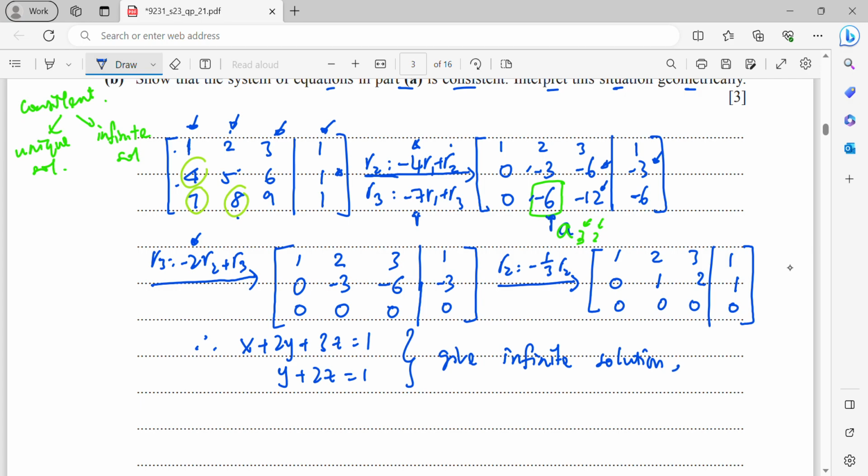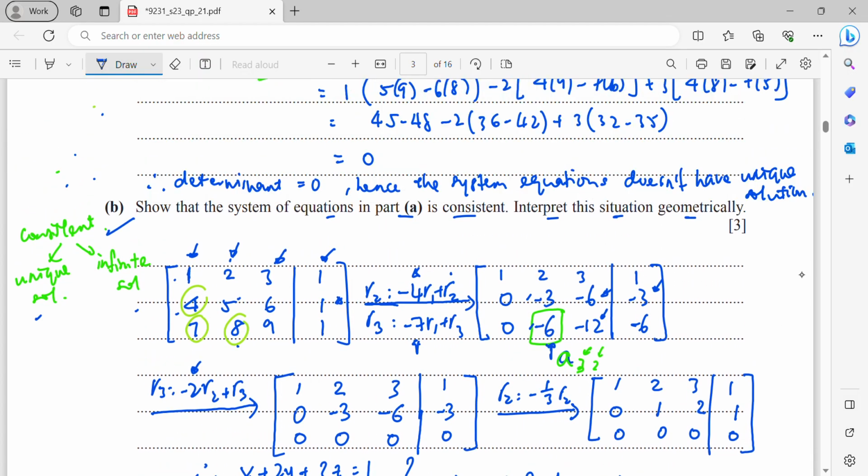So that means the system of equations is consistent. Okay, so consistent means it can be unique or infinite. So we have done the first part.